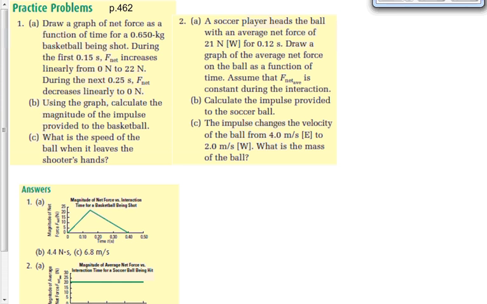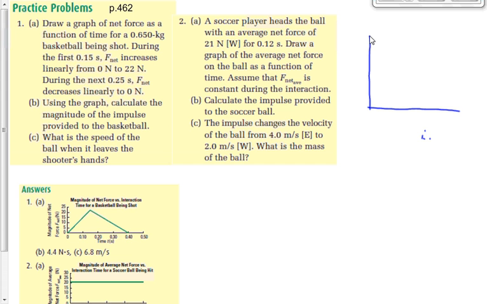Let's have a peek at number 2 now. It says, 2A, a soccer player heads the ball with an average net force of 21 newtons to the west for 0.12 seconds. Draw a graph of the average net force on the ball as a function of time and assume that F net is constant during the interaction. So we're going to draw, let's define west as positive, therefore everything can be above the x-axis. If we make east positive, then that's okay. It just goes below the x-axis instead. That's all. Not a big deal, right?